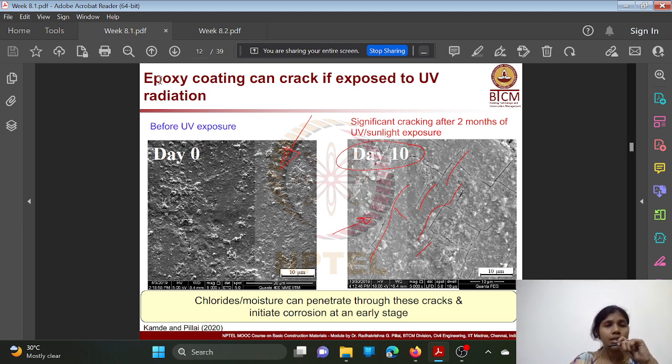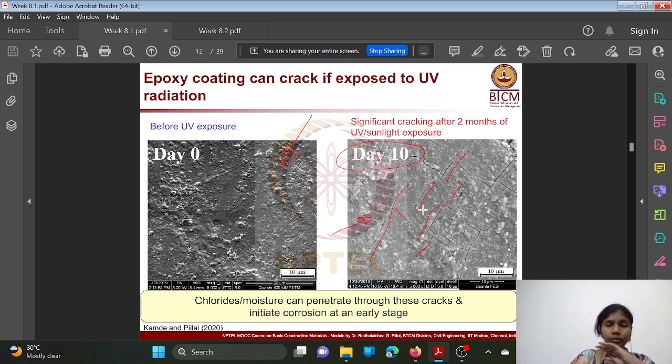Okay, see, you can see at microscopic level the image here on the left hand side shows the surface before UV exposure, day 0. At day 0 there are no cracks on the surface, but there is significant cracking after 2 months of UV or sunlight exposure. See, this is a picture taken on day 10. See, the red lines here, you can see the cracks over the surface. So chlorides or moisture can penetrate through these cracks and initiate corrosion at an early stage.